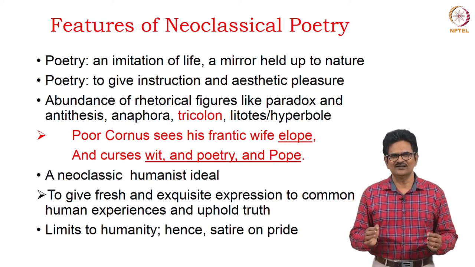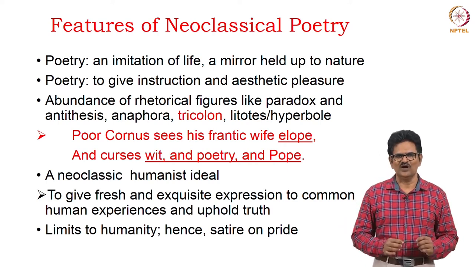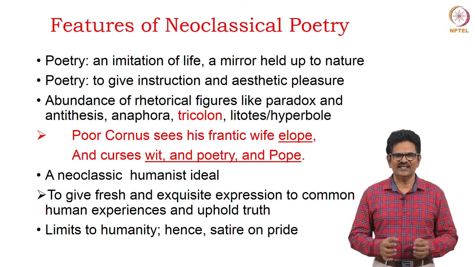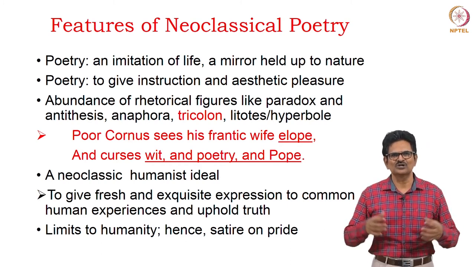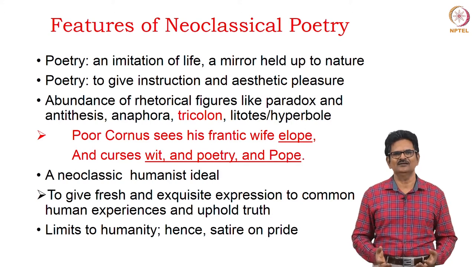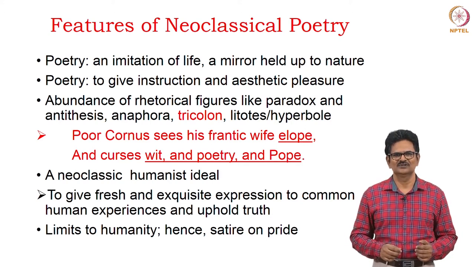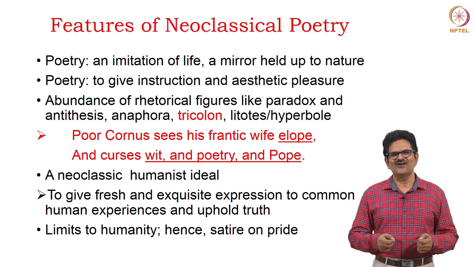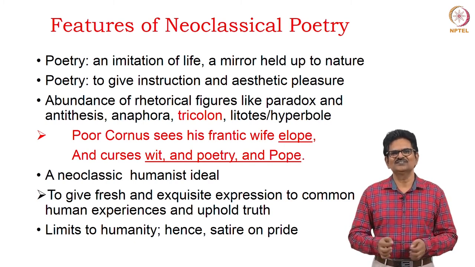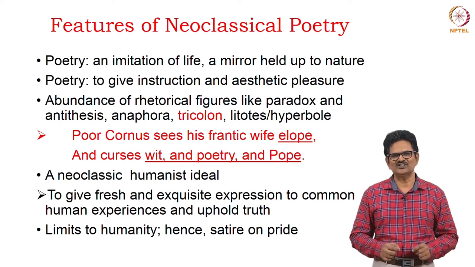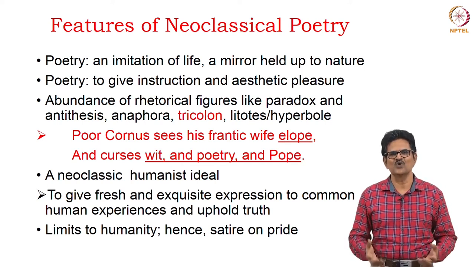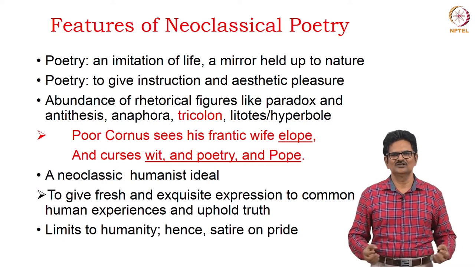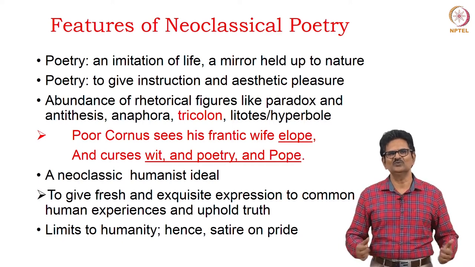The neoclassical humanistic ideal was to give fresh and exquisite expression to common human experiences and uphold truth. At the same time, these authors understood that there were limits to humanity. Hence, they used satire to attack or dress down human weaknesses, particularly focusing on the pride of the ego of individuals, which actually enabled people to quarrel with each other.